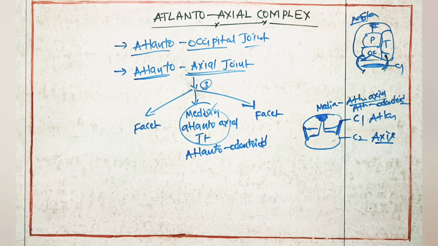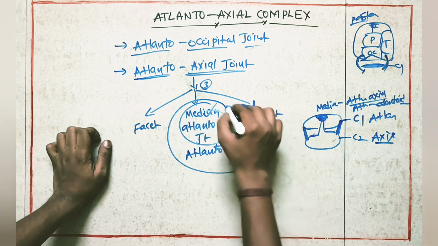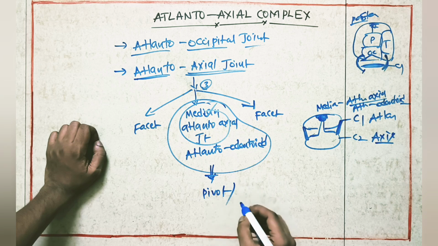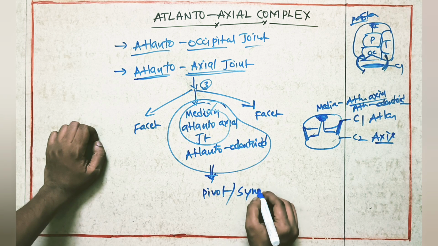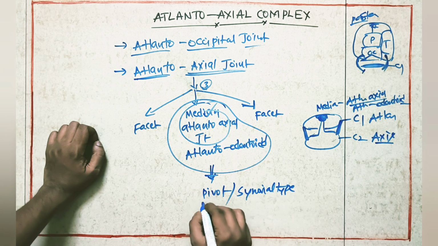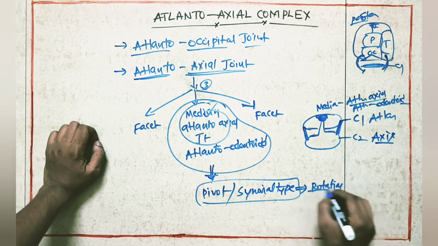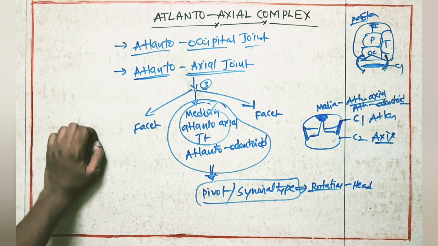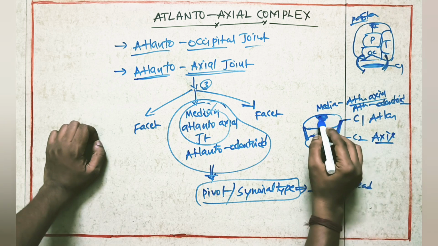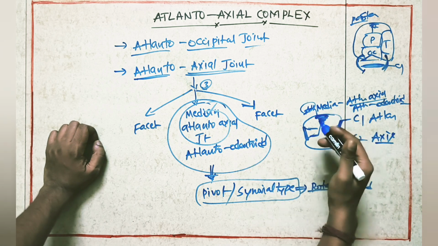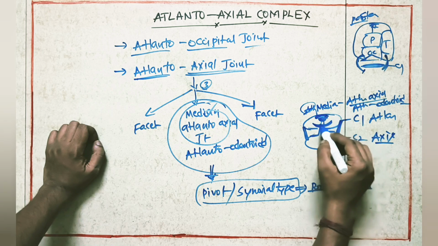So this is the atlantoaxial joint, and the median atlantoaxial joint is a pivot joint. It is a synovial type pivot joint. Here it is going to create the purely rotation movement of the head. How will this rotation movement happen? Here there is one articular facet on the atlas, and one ligament will come, which we'll see in ligaments. That ligament's name is the transverse ligament.